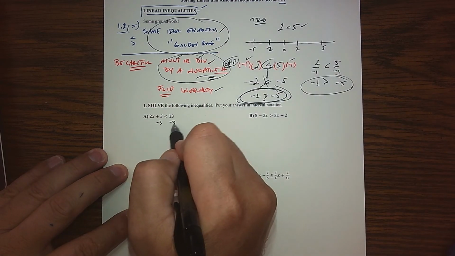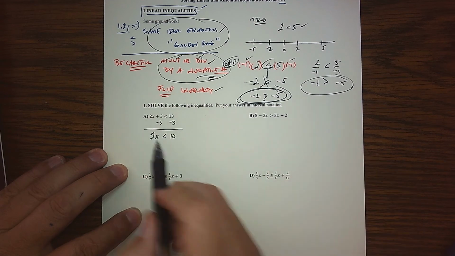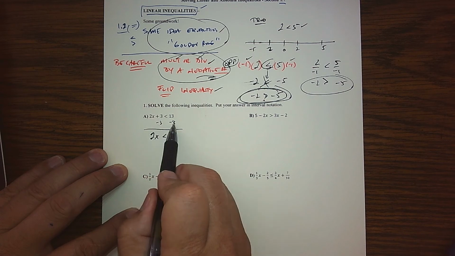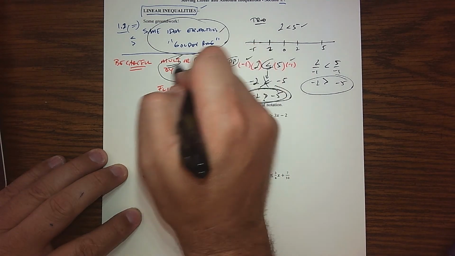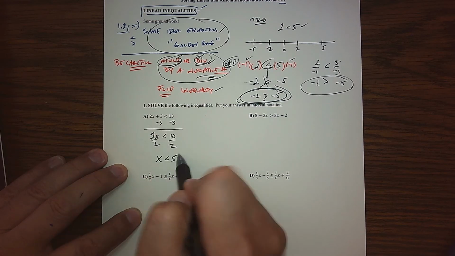So I begin this journey by subtracting both sides by 3. That gives us 2x is less than 10. I'm not going to flip-flop this because I'm not multiplying by a negative 3. I'm subtracting 3 from both sides. Multiplication and division is the only thing I have to worry about. Divide by 2, and we get x is less than 5.